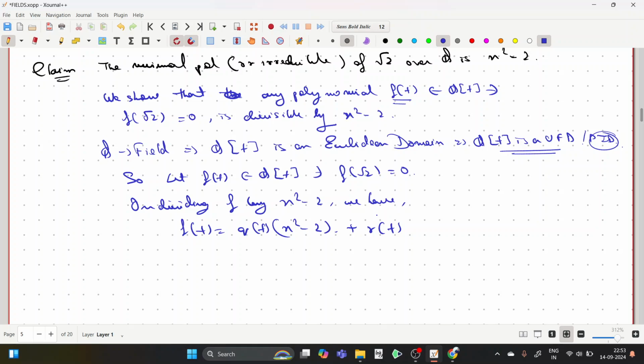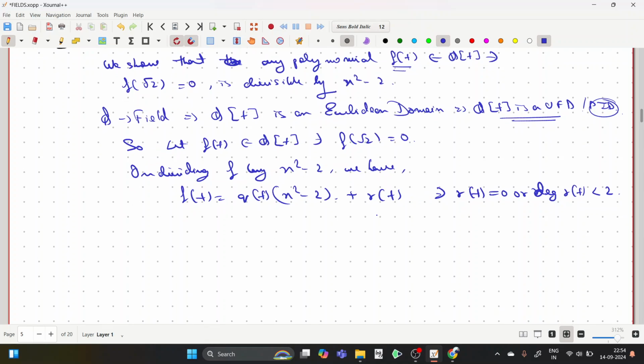If you recall, the Euclidean norm defined on the integral domain of polynomials over fields is basically the degree of the polynomial, right? Such that r(t) is 0 or the degree of r(t) is less than the degree of x square minus 2, because we are considering x square minus 2 to be the divisor, so less than 2. But we know that f of root 2 is 0, and if I put root 2 here, I will get r of root 2, because the other part will become 0. But f of root 2 is also assumed to be 0, therefore r of root 2 is 0.